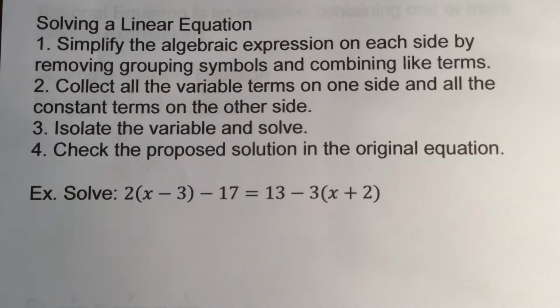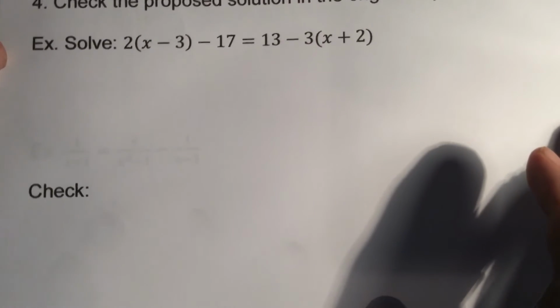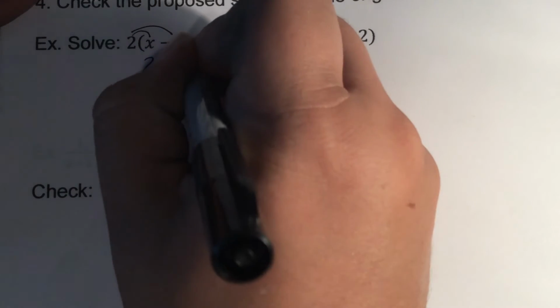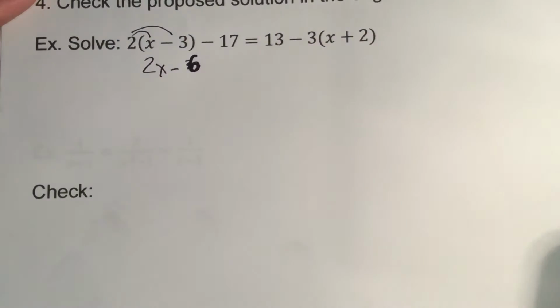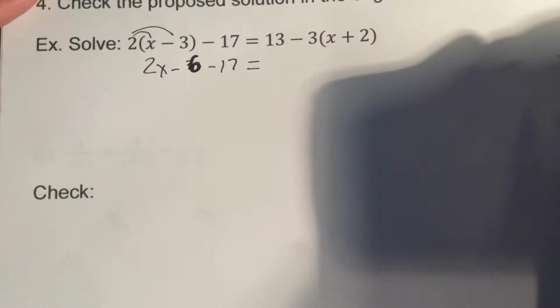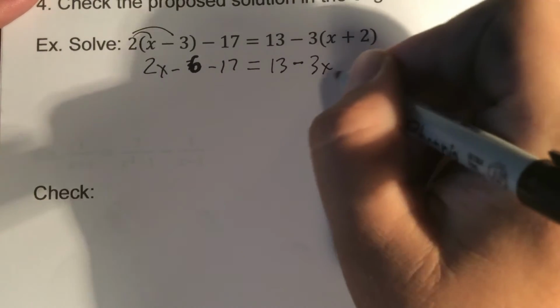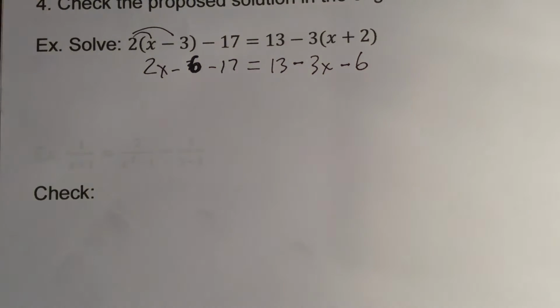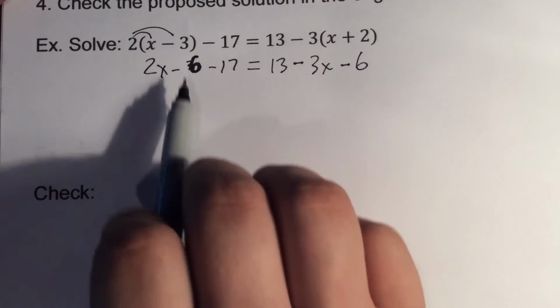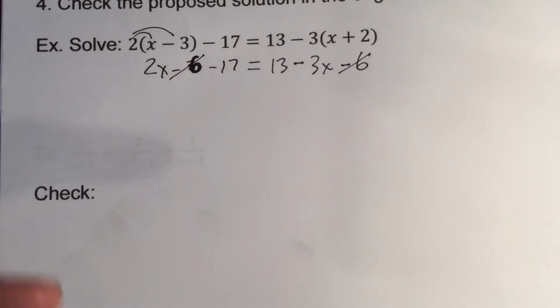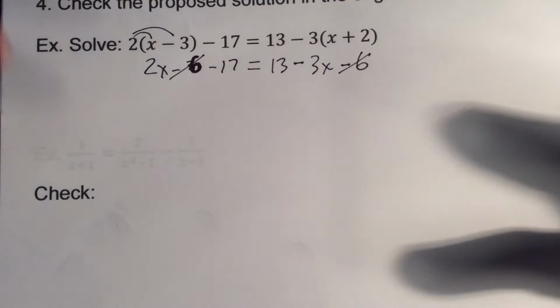So for example, if we're going to solve this, first thing I'm going to do is distribute my 2 in here and get 2x minus 6 and then minus 17. The other side here we have 13 minus, well, negative 3 times x would be minus 3x. Negative 3 times 2 would be a minus 6. Now, something we can do with this is if we have the same thing on both sides, they're just going to cancel out. Because I would add 6 to the other side, and adding 6 to a negative 6 would cancel out and be 0. So that simplifies it down a little bit.